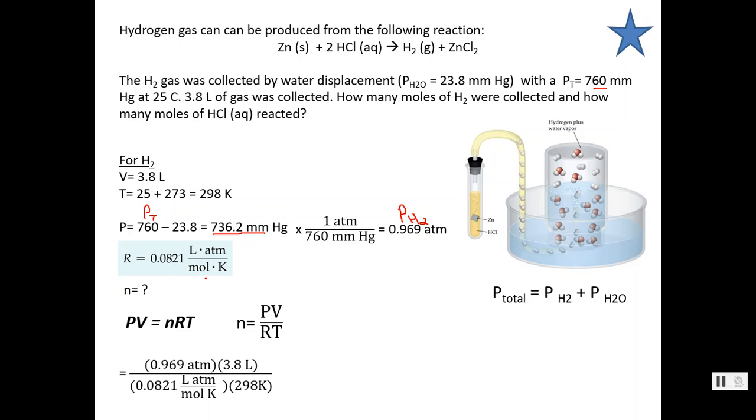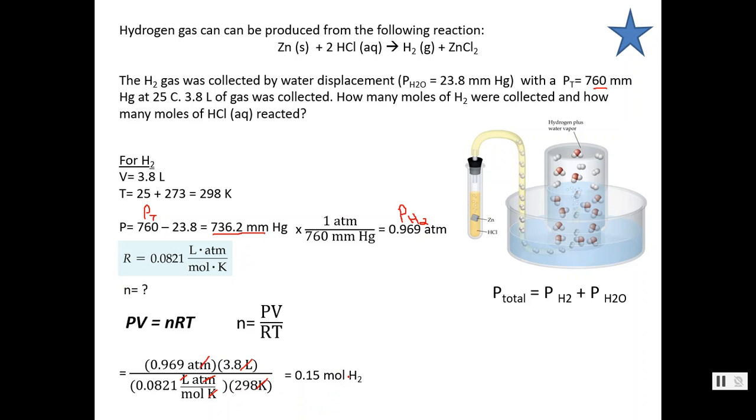We can solve for the number of moles of hydrogen gas. And we see our units cancel appropriately. And so then doing that multiplication and division gives us 0.15 moles of hydrogen gas. So that's the first part to this problem.